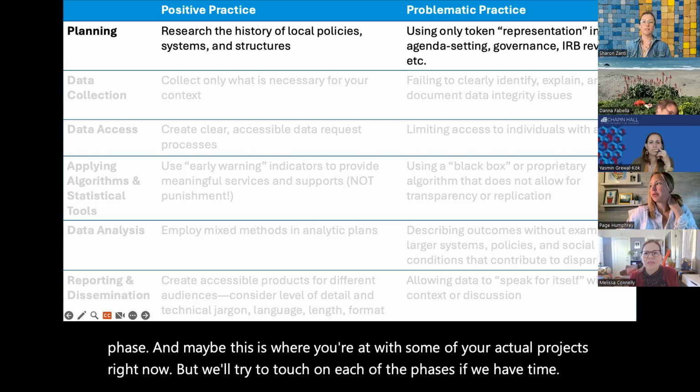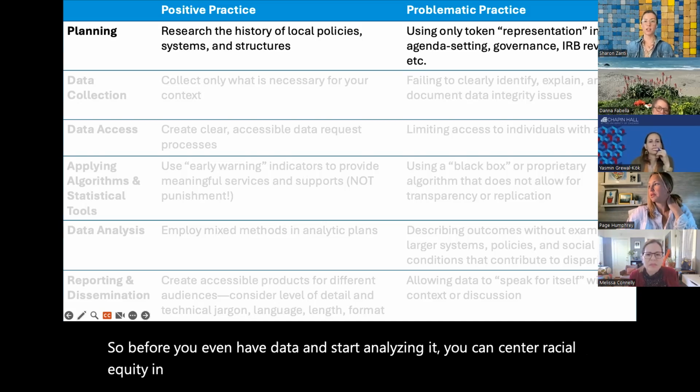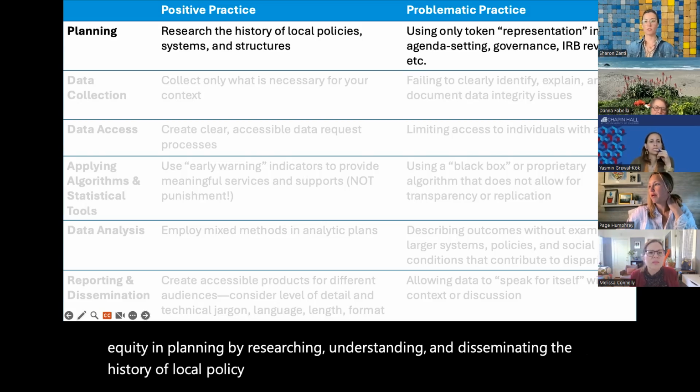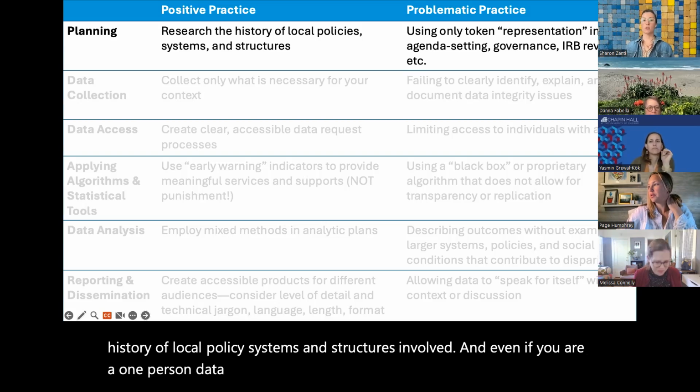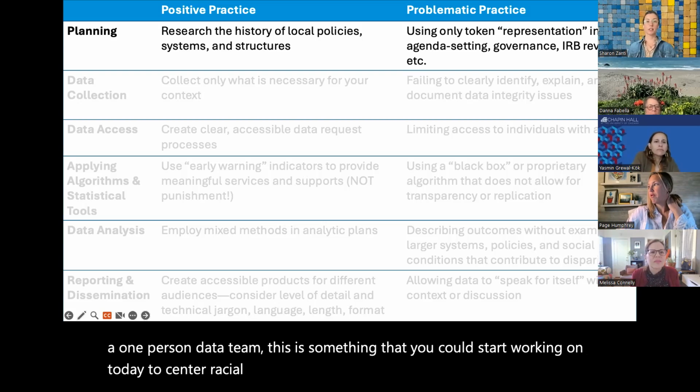So before you even have data and start analyzing it, you can center racial equity in planning by researching, understanding, and disseminating the history of local policy, systems, and structures involved. And even if you are a one-person data team, this is something that you could start working on today to center racial equity. And I can share an example of this from my own work that's relevant here.